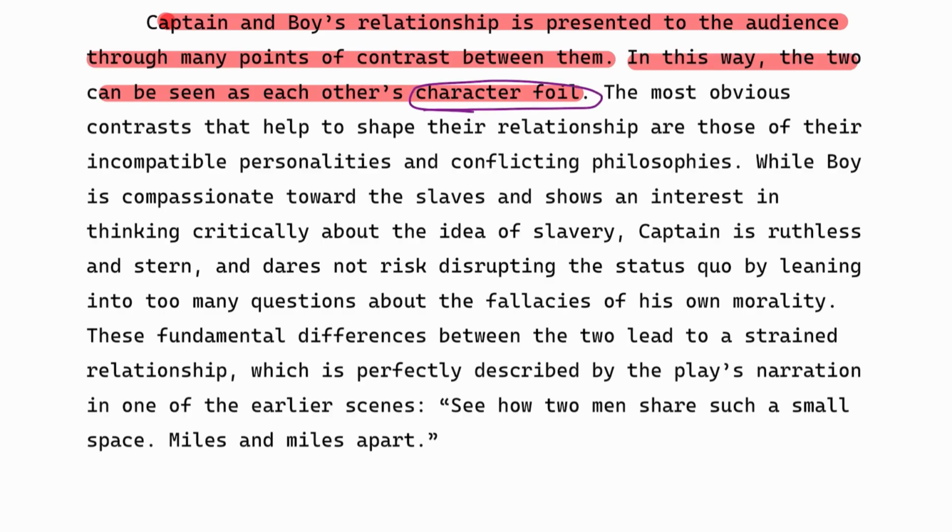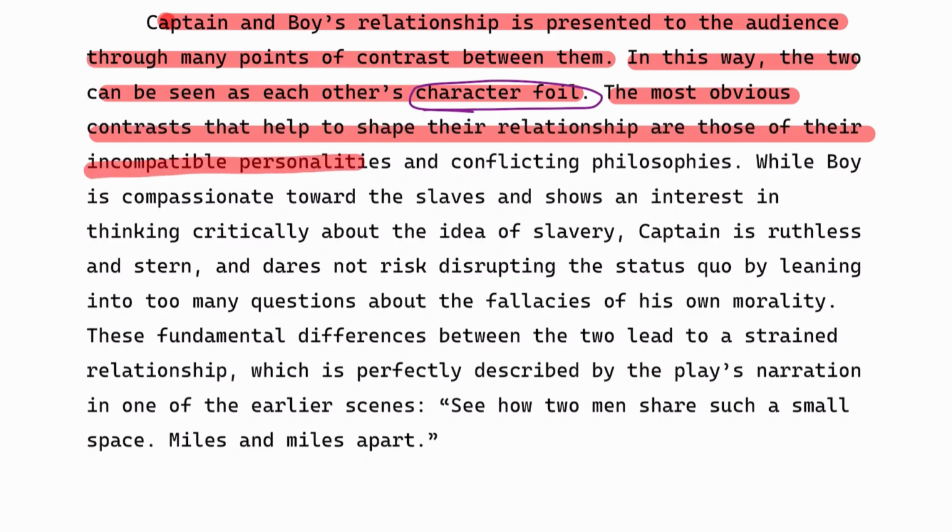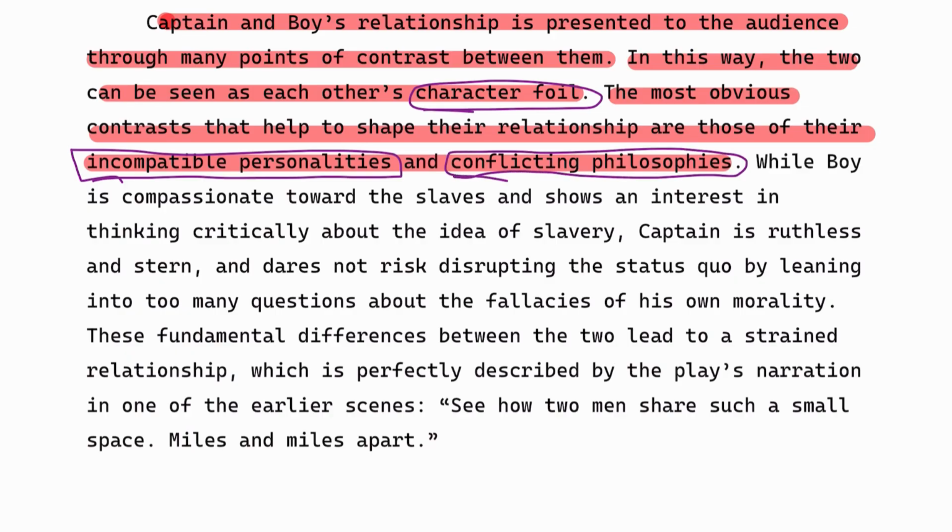Very nice term. The most obvious contrasts that help to shape their relationship are those of their incompatible personalities and conflicting philosophies. Two important contrasts I just mentioned. Incompatible personality, right? They're quite different, and their personalities cause them to clash quite often. And conflicting philosophies. They have different ways of viewing the world, don't they? So now that I've dropped these points, I'll need to support them by explaining a little bit and giving some specific examples from the text, right?